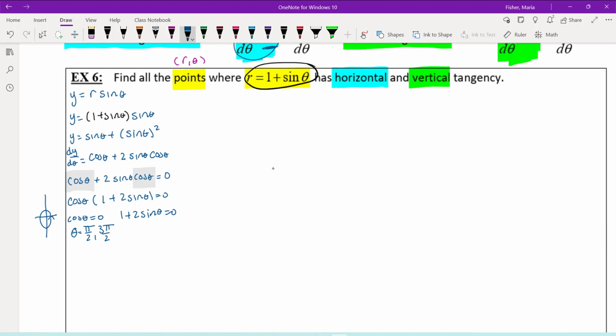Here, in order to solve this, I first need to isolate the sine of theta. I need to get that all alone. So I subtract 1, and then I divide by 2. So I know that the sine of theta is equal to negative a half. Then the same thing between 0 and 2 pi. Where does the sine equal negative a half? Well, that happens at the angles of 7 pi over 6 and 11 pi over 6.